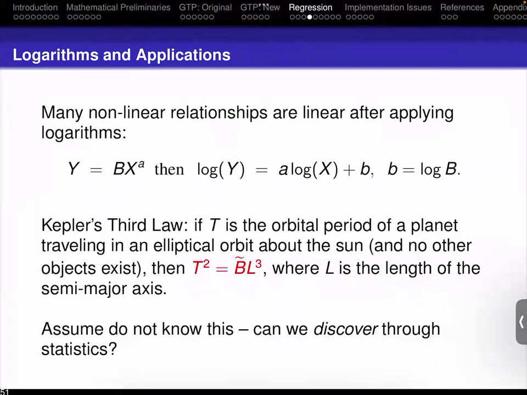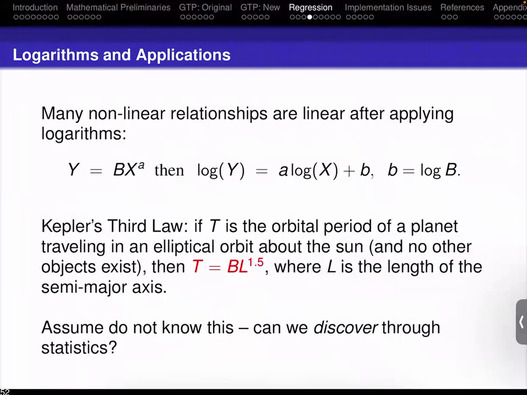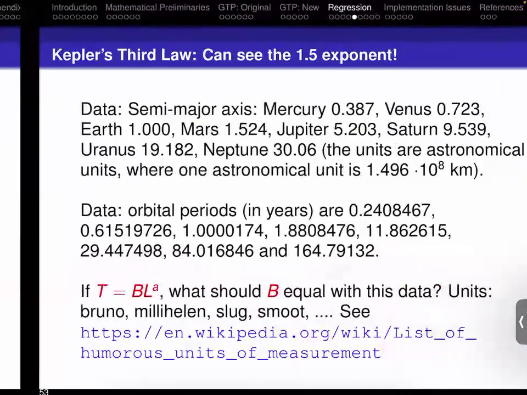We talked about Kepler's third law, which is the period squared is proportional to the cube of the semi-major axis. As I take the square root of both sides, you might as well adjust it so that the period is to the first power. You don't really have two free exponents. And so can we discover this through statistics?